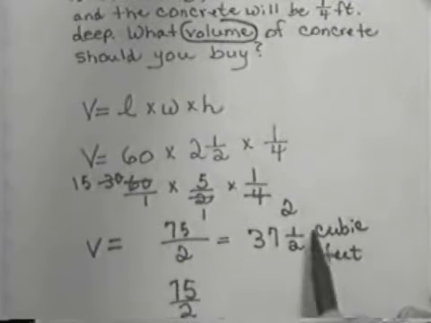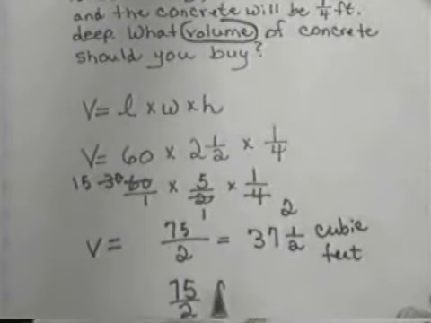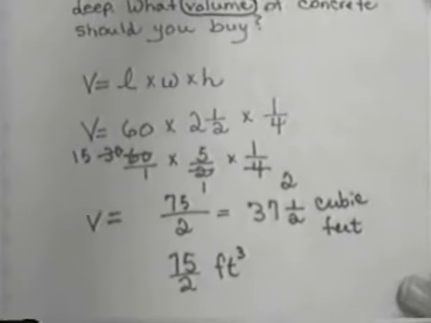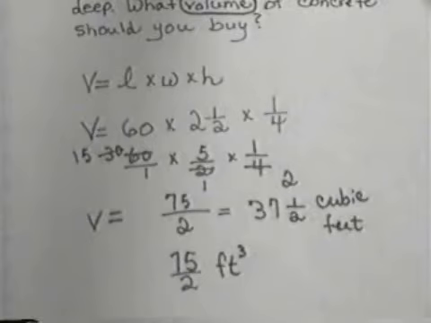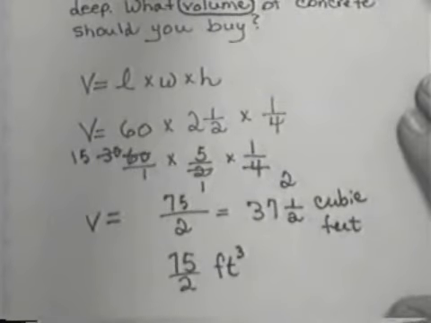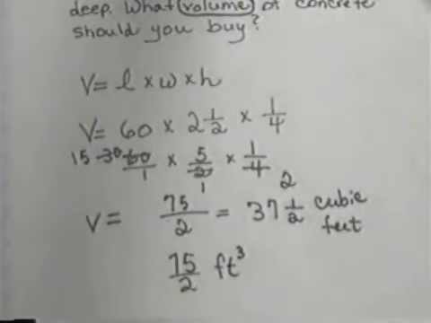Now when you write your cubic feet, you can put it like this, or you can put your feet and put your little 3 up here. That's another way of writing the cubic feet. So remember, with volume, you're going to use cubic units. On the area problems, like the triangle and the trapezoid, you use square units.